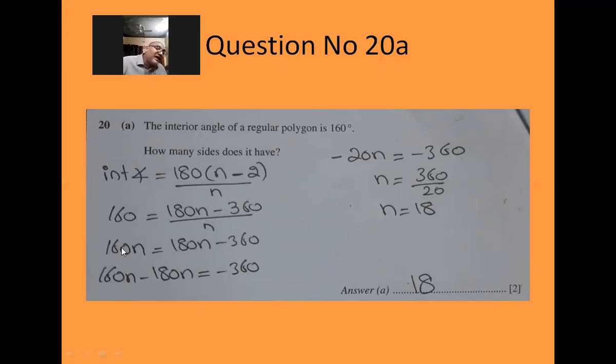This 180 n will go on the other side. So you will have 160 n minus 180 n, and that will be minus 20 n equals minus 360. The minus signs will cancel, so n will be equal to 360 divided by 20. The 0 will be cancelled, so 36 divided by 2, that will be 18. So the interior angle of the polygon is 160. How many sides does it have? There are 18 sides. So this was question number 20 and its A part.